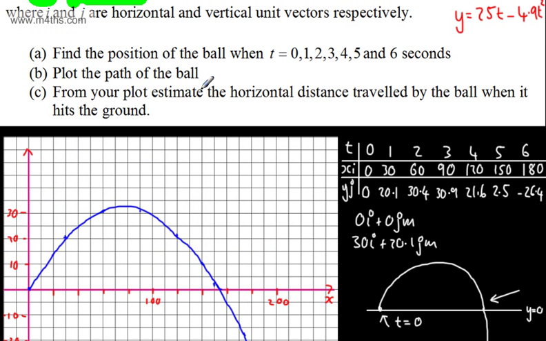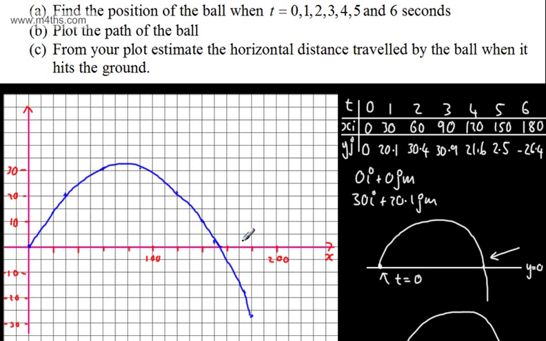Okay, so from our plot, we need to estimate the horizontal distance travelled by the ball when it hits the ground. Well, that's going to be this point right here. So if we look 120, 140, 150, we could probably say 154, 155 metres. Remember, that purely is an estimate based on our plot. In the video on projectiles, you'll find that exact value if you're given projectiles. So let's just say 155 metres.